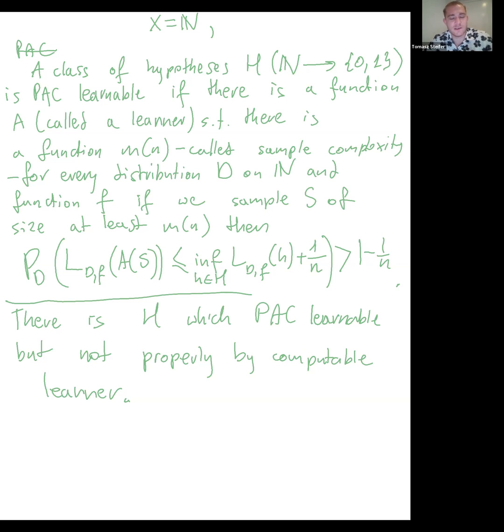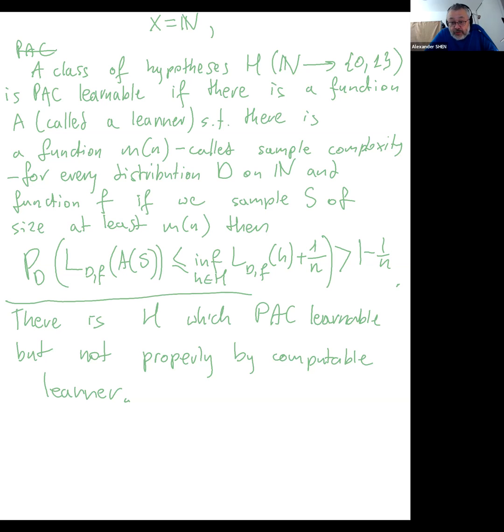And since we know that if we see m of n samples, then our empirical error is close to the generalization error, here in the definition we can indeed take 2 over n, I suppose, 2n instead of n, and instead of L_D(A(S)), we can put the empirical error. But what does the learner just do? The classical theory says that you take any learner which outputs a hypothesis with the least error on the sample, and this learner learns.